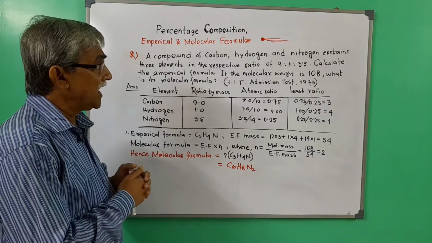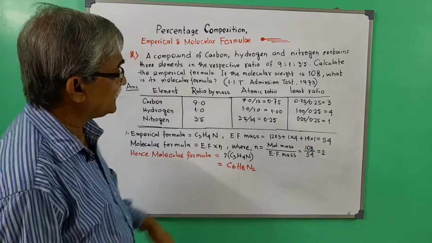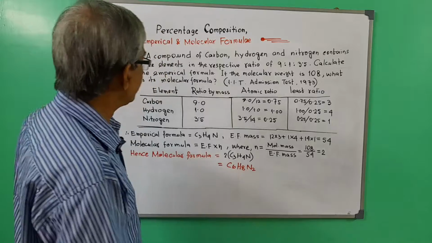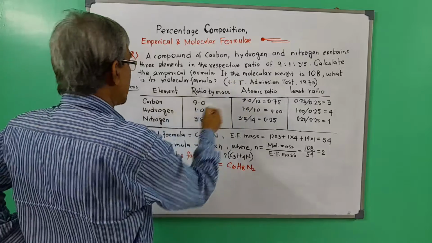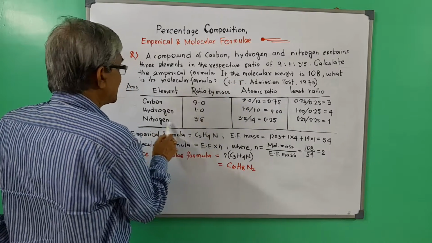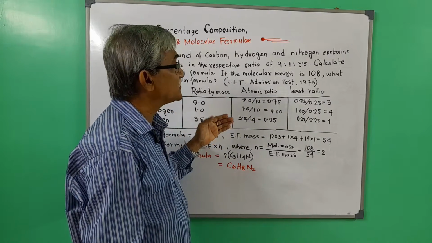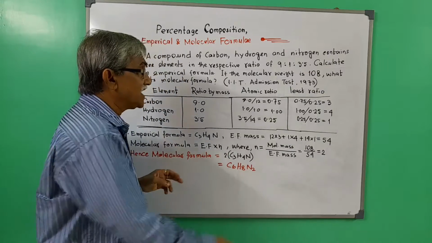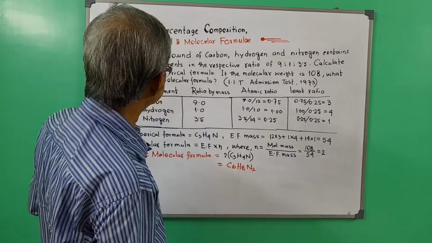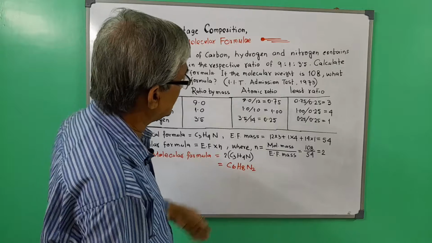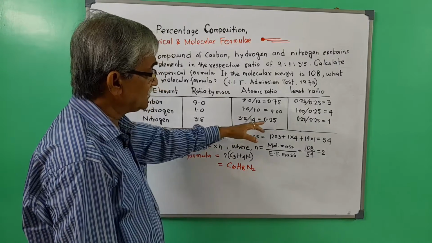This is the question. As I have said, first make a table. The first column is element, then the ratio by mass, then the atomic ratio, and finally the list ratio. For the first element, carbon is 9.0, the ratio of the masses being given. The hydrogen is 1.0 and the nitrogen 3.5. Now atomic ratio means you divide the corresponding ratio by mass by the RAM of the corresponding element. Here it is 12 for carbon, 9.0 by 12, that equals 0.75. For the hydrogen, it is 1.0 by 1.0, it is 1.00. And for the nitrogen, it is 3.5 upon 14, that equals 0.25.